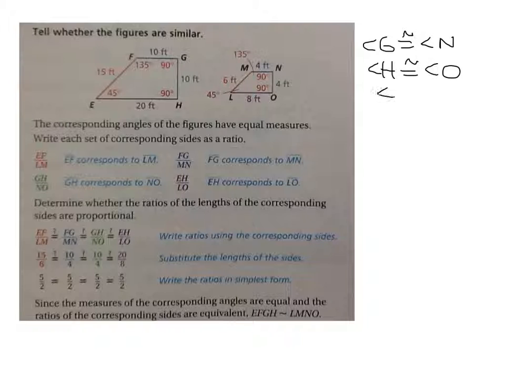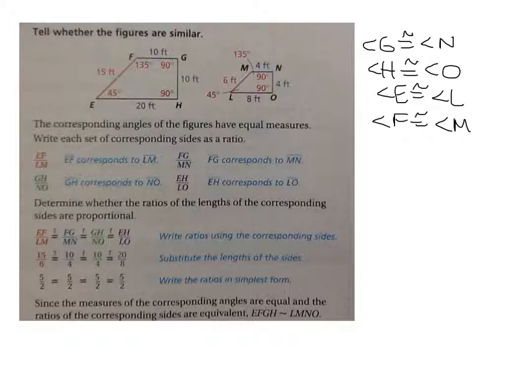Okay. Angle E, L. Are they the same? Good, 45 degrees. And angle F to angle M. Are they the same? Okay, so according to the angles, they have equal measures. Now let's take the ratio of the corresponding sides.